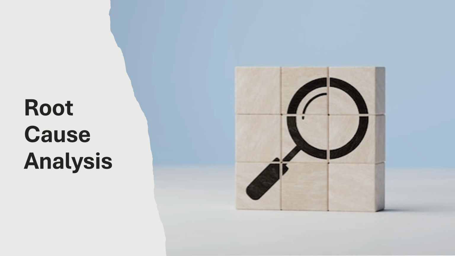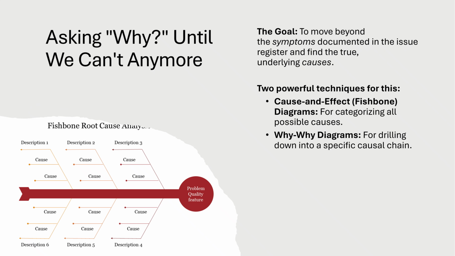We now know what to fix and which issue is to be fixed first. But before redesigning anything, we must know why the issue is occurring. This is the purpose of root cause analysis. The goal is to move beyond the symptoms and find the true underlying causes. We use two powerful techniques here: cause and effect, also called the fishbone diagram, for categorizing possible causes under structured categories, and Why-Why diagrams for drilling down into a specific causal chain using the 5 Whys technique.